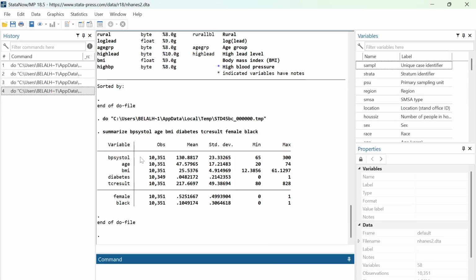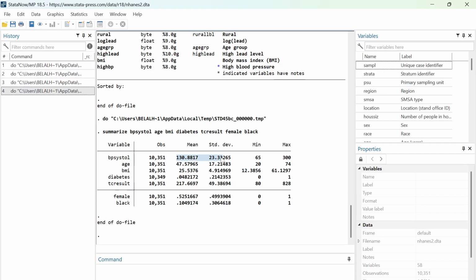After running the command, as you can see, these are the results for descriptive statistics. These are the names of the variables, the number of observations, the mean, which is the arithmetic mean, and the standard deviation, which basically says how spread out the values of these particular variables are. Like this is the mean, and if you add this number, 23, and then also subtract 23 from 130, then it is like 108 to 154.